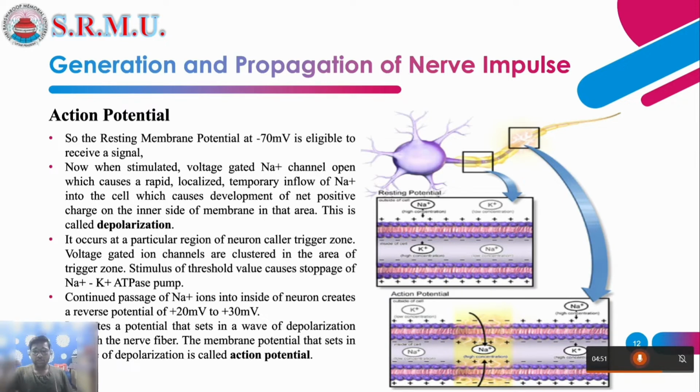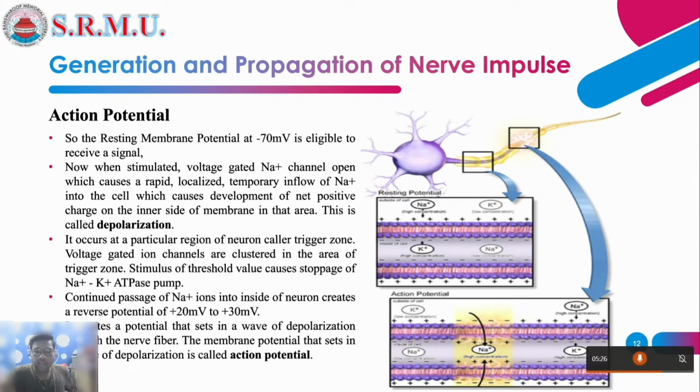Now sodium moves in. Why does it move in? Because of a difference in concentration gradient. Outside there is high concentration and inside there is low concentration, so sodium moves inside. Now see in this image, outside the membrane is positive, inside is negative. Here in the trigger region, when sodium moves inside, the potential changes from minus 70 millivolt to plus 20 or plus 30. Now this change is called depolarization. Okay, now this is in one region.